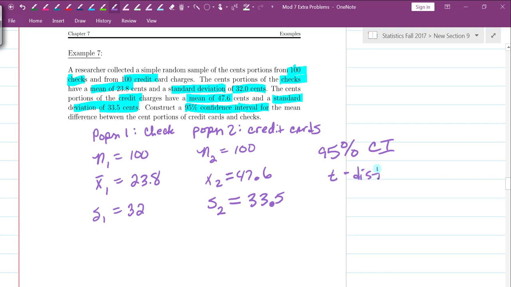Because we do not have the population standard deviation, we are on a t distribution. Oh boy, this is going to be hard, isn't it? Distribution. Sorry, I had to pause the video in order to work on getting the word distribution written down.